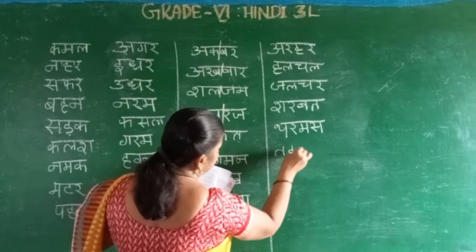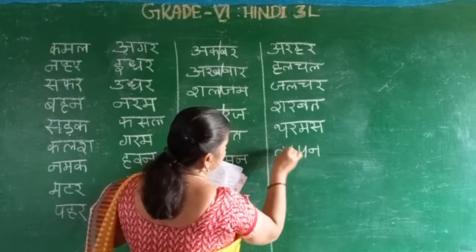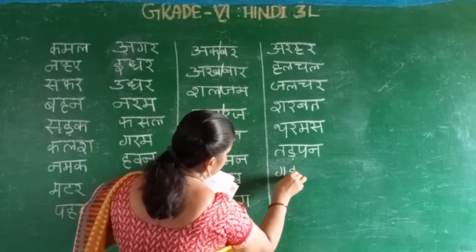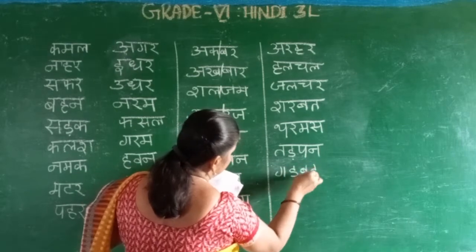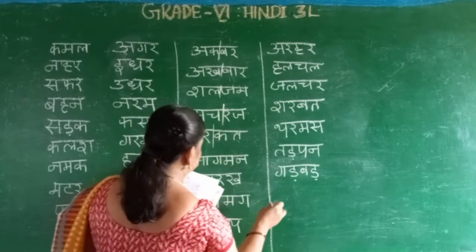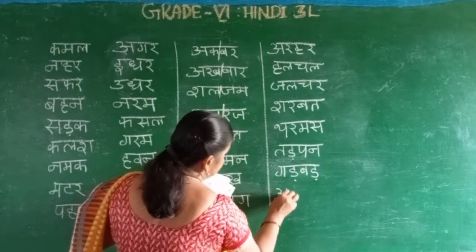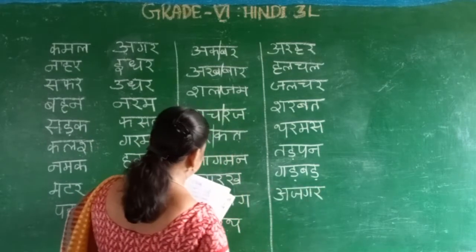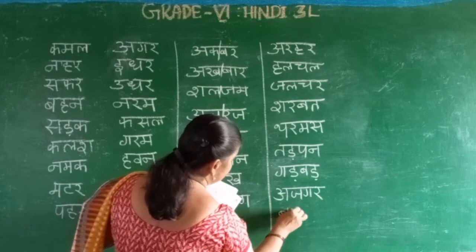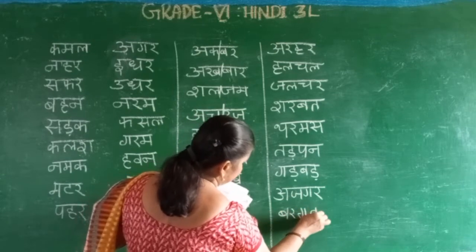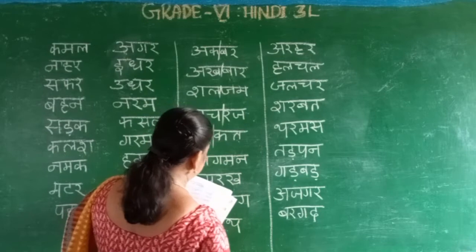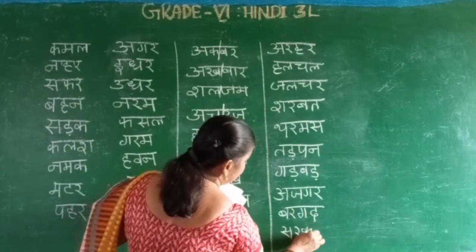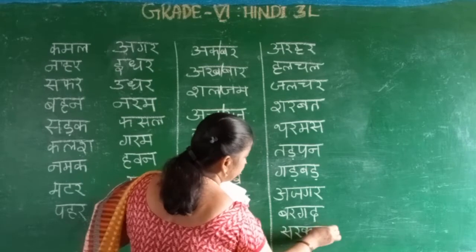Ta, da, pa, na, darpan. Ga, da, ba, da, gadbad. A, ja, ga, ra, ajgar. Ba, ra, ga, da, bargad. Sa, ra, ka, sa, circus.